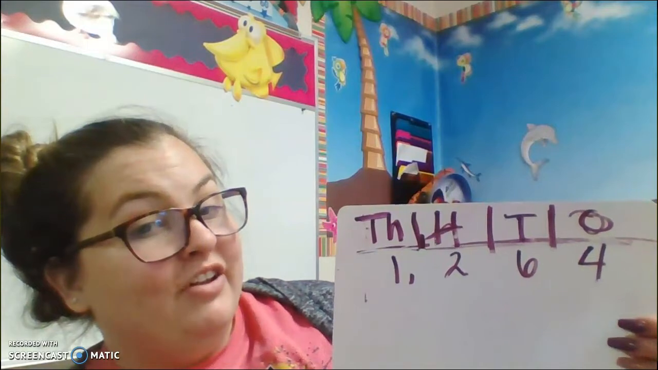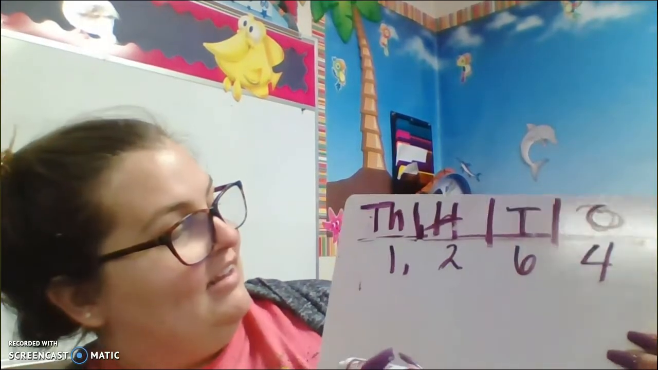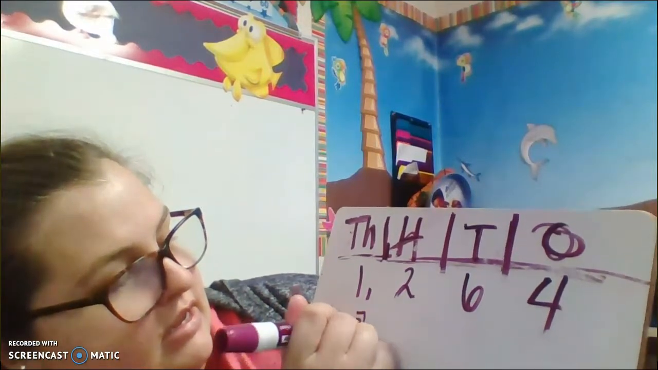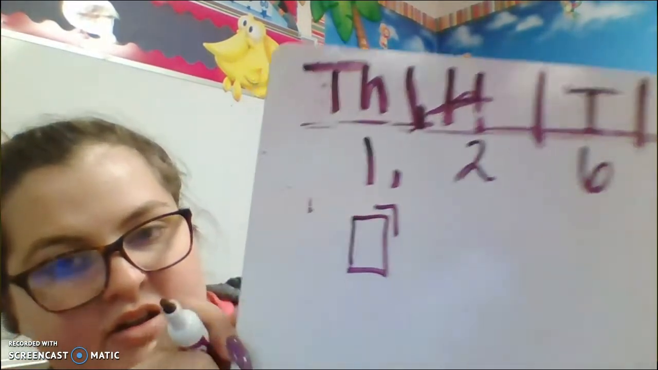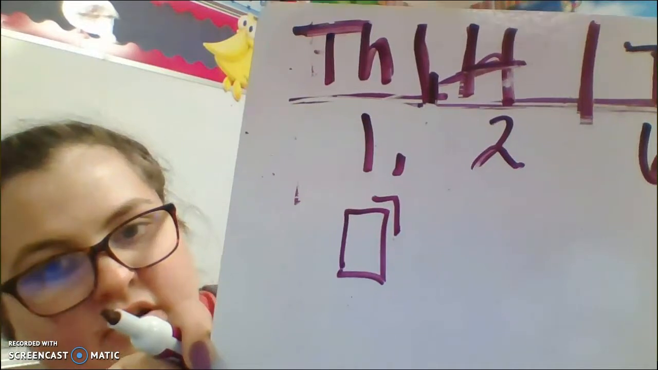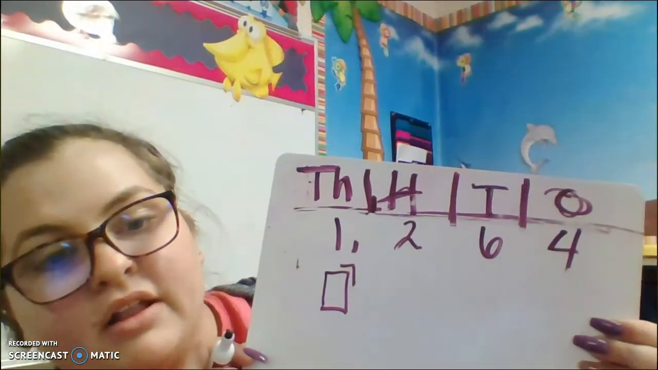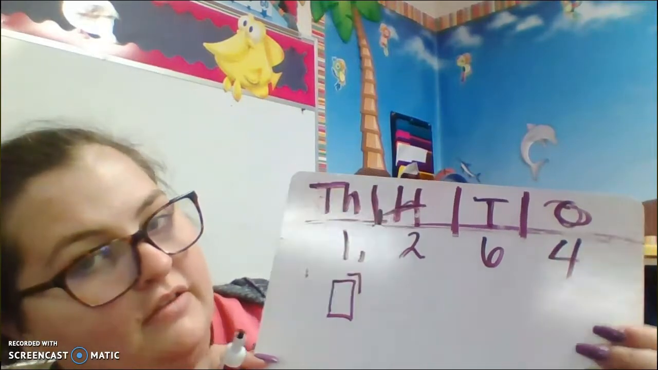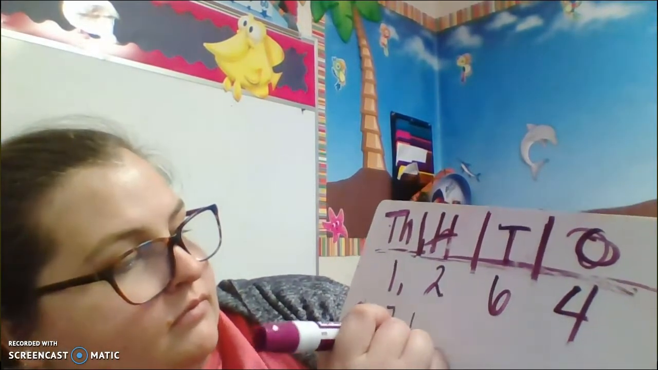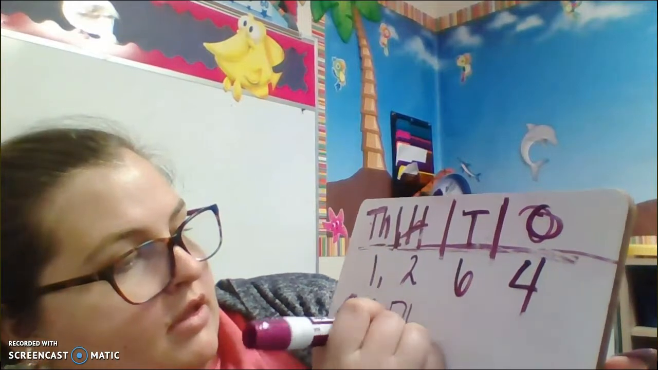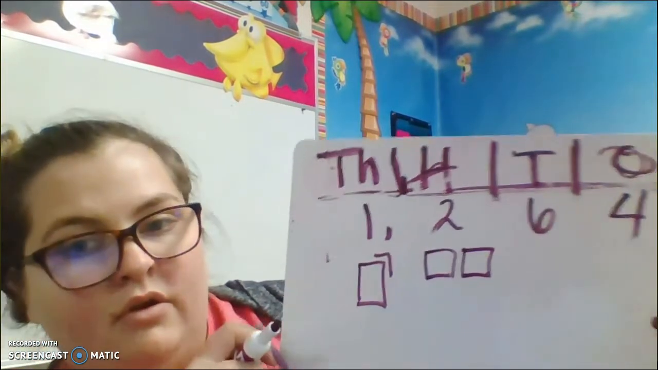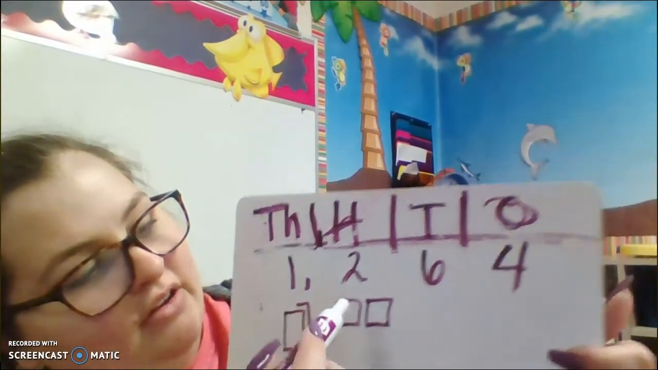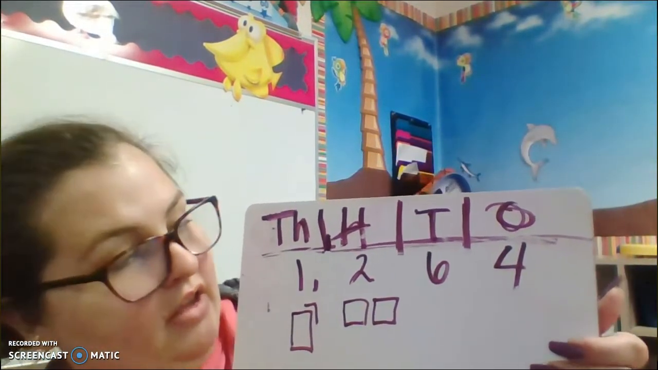Who can tell me what that picture is going to look like? Okay, if you said that symbol right there, then you are correct. That symbol means 1,000. How many am I going to have in my hundreds place? If you said 2, then you are correct. So we have 1,200. We have 2 hundreds.